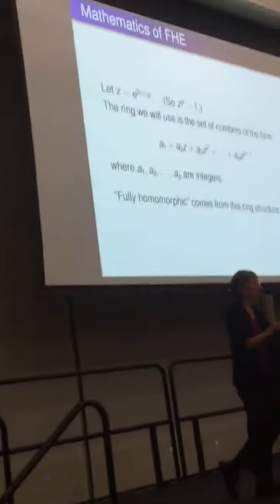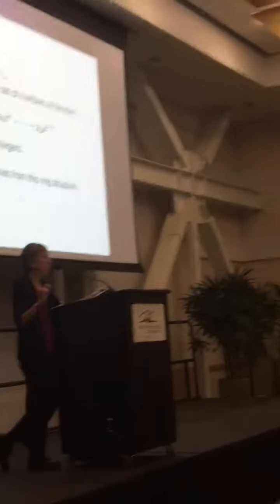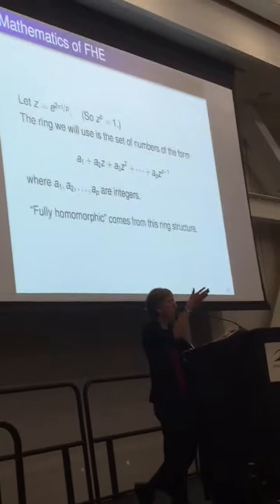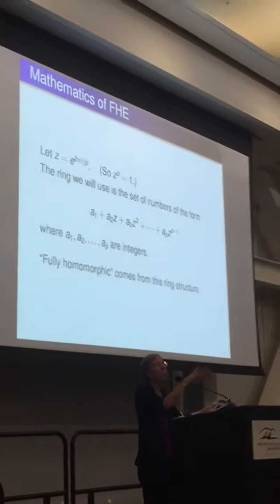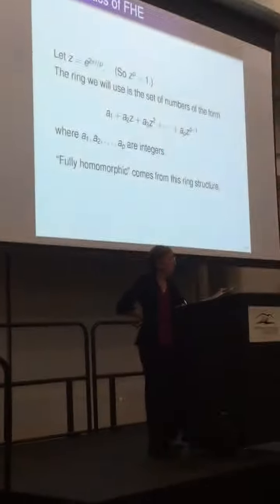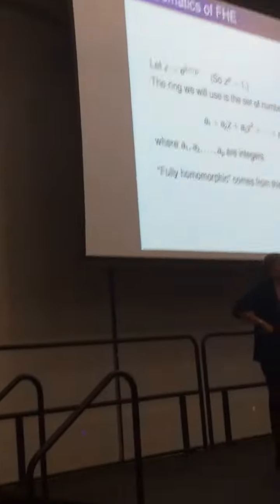The ring that I'm going to use is a little bit maybe different from what you're used to. It's the set of all numbers of the form a1 plus a2 times z plus a3 times z squared up to a sub p times z to the p minus 1, where the a_i's are all integers. So all the coefficients are integers, and I'm taking all the powers of z until I get z to the p is 1, so things are cycling around. I don't have to take any more than that. So we look at all the numbers of that form where a1 up through a sub p are integers. That's going to be the ring that we're interested in.